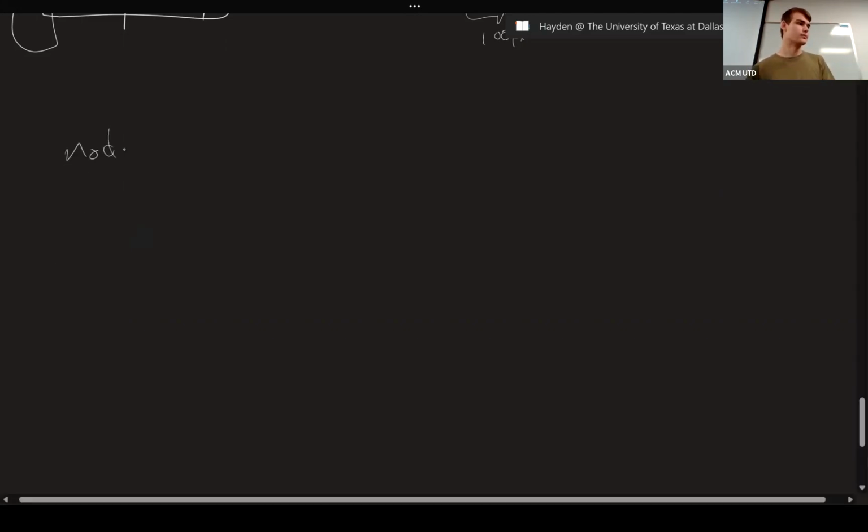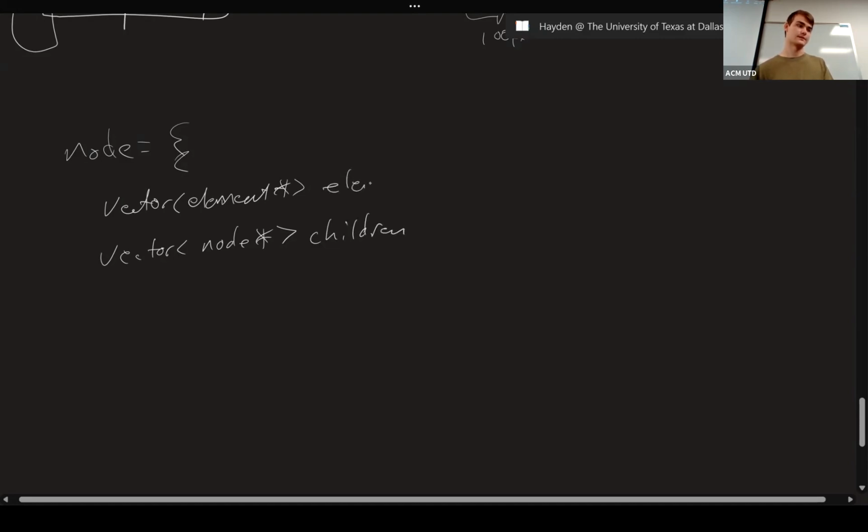But let me show what that means. So let's say I have just a list of my, I'll actually give the type. So I have a vector of element pointers. And then I have a vector of node, oh, sorry, that is not what I meant. This is the children. These are my child nodes. This, I'll just call elements.